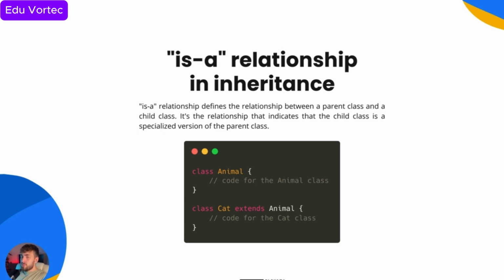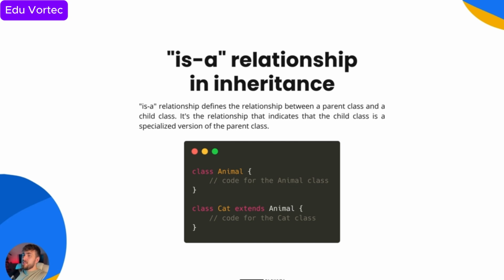Let's take an example to understand this relationship. Consider a class called Animal. Now let's say we have a class called Cat, which extends the Animal class. This means that the Cat class is a subtype of the Animal class. We can represent this relationship by saying a cat is an animal. This statement is the is-a relationship between the Cat class and the Animal class.